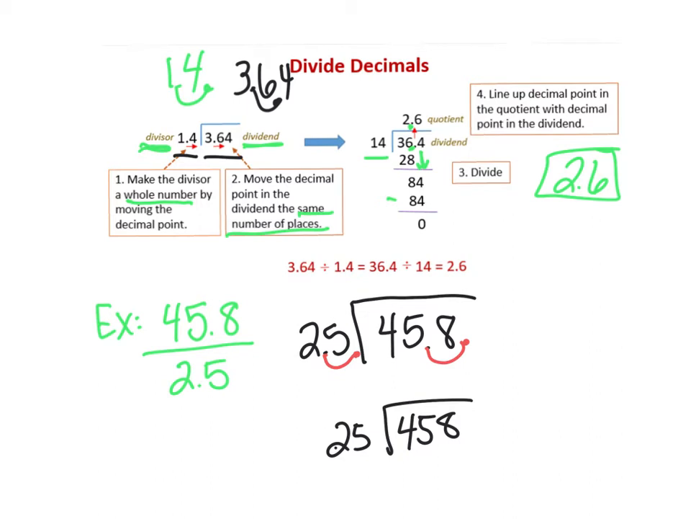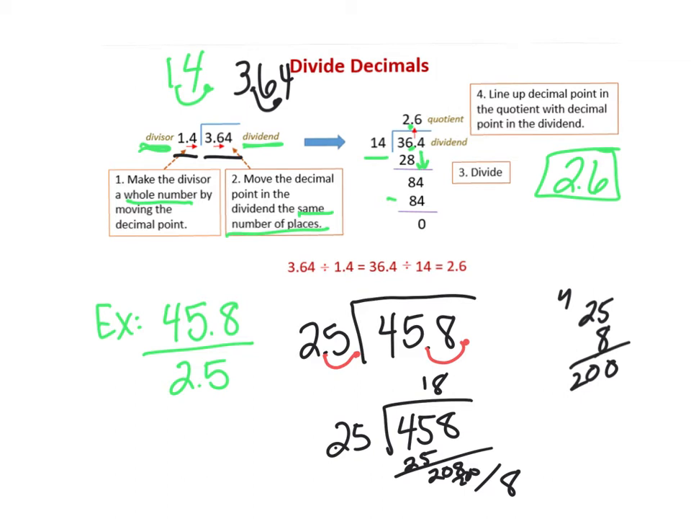25 goes into 45 once. I'm going to subtract. I get 20. I'm going to bring down my 8. So then I have 208. 25 times 8 would be 200, right? Yep. So 8 here, and that's going to give me 200. I'm going to subtract, and I have 8 left over.